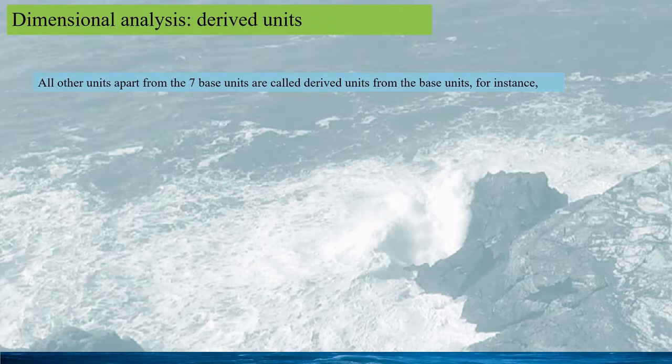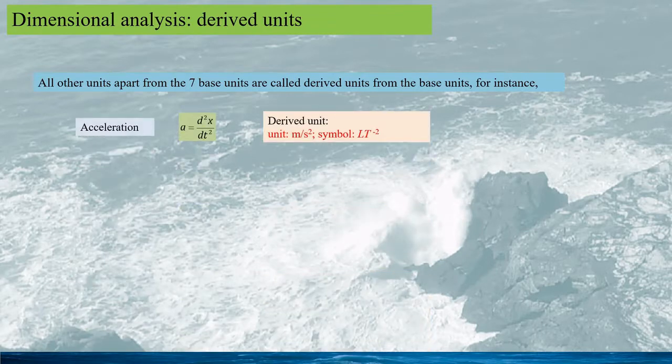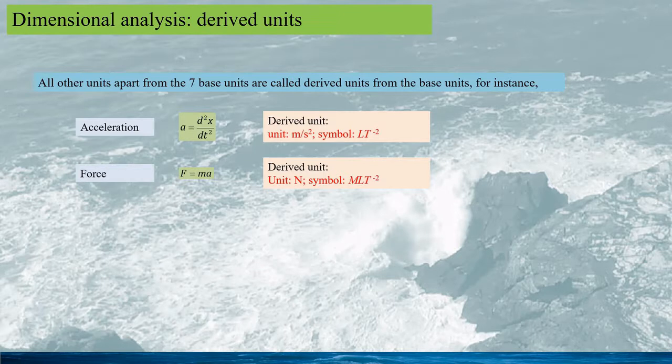In this slide, simple examples show the derived units. For instance, an acceleration is given by the second-order differentiation of the position with regard to time, and thus the derived unit is meter per second squared, with the symbol L T to the power of minus 2. The force is calculated based on Newton's second law of motion. Its unit is Newton, N. However, it is a derived unit with the symbol M L T to the power of minus 2.